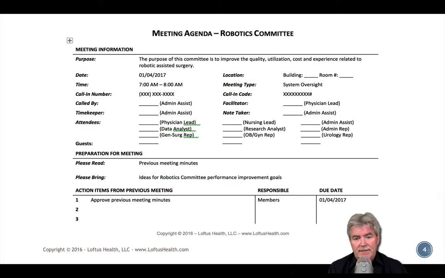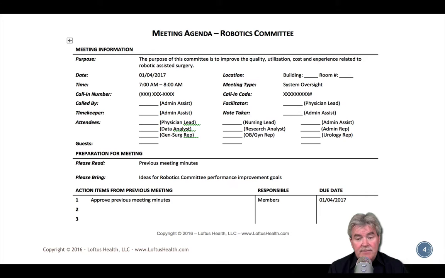Try to have the same call-in number. Try to have the same type of software that you're using if you're going to use something like WebEx or some other software. If it's just something as simple as having a phone with audio to let people call in and listen and comment so that everyone in the room can hear them, that's okay too. There's nothing wrong with that.